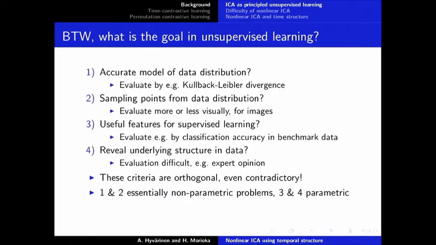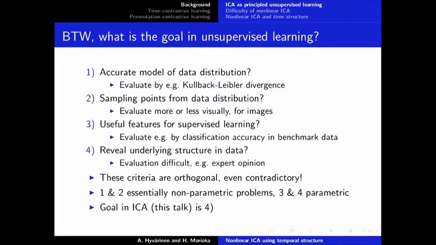For example, I would say that the goals 1 and 2 are essentially kind of non-parametric problems. Number 1, for example, could perhaps be best solved by some kind of kernel density estimation if you had an infinite amount of data. While if you use a kernel density estimator, you will not obtain any kind of features, you will not in any way go towards goals 3 or 4, and you will not get any information about some kind of underlying structure in the data. So I think when we do unsupervised learning, it is important to be more specific and define your goal more specifically.